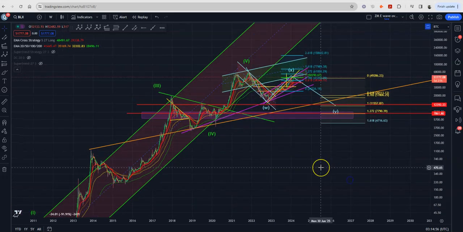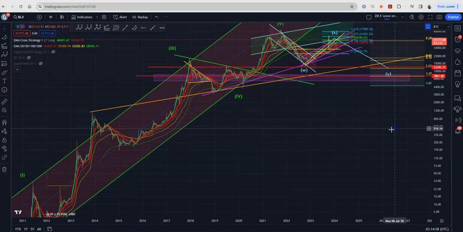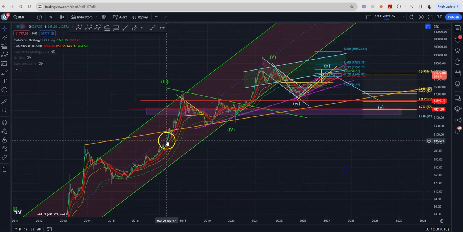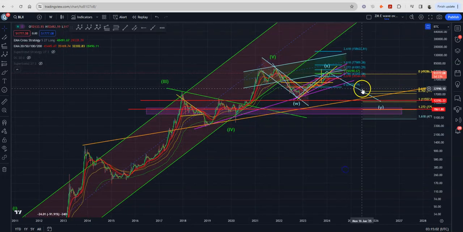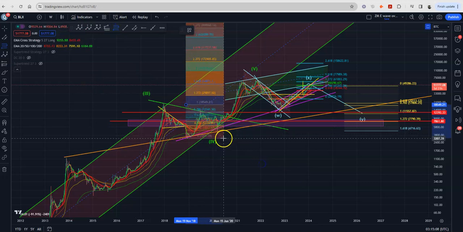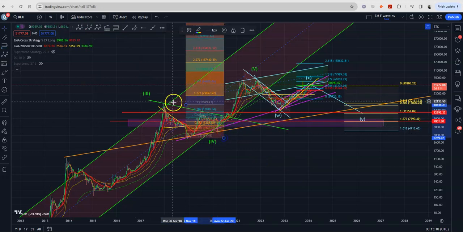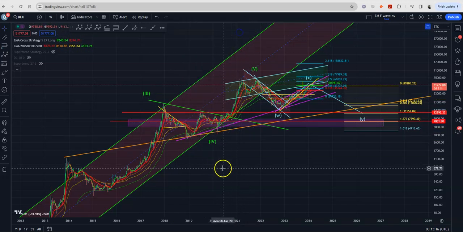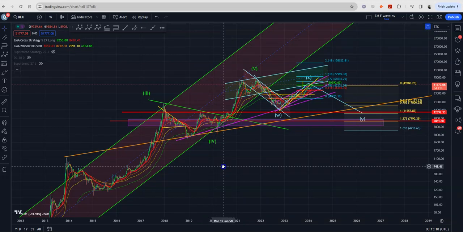Now let's just do a quick measurement of our waves, just so that we can agree on a few things. Wave 5 is usually the 618 extension of wave 4. So this is wave 4, wave 5, right on the money extension, as you see there. That gives me a strong indication that this is a wave 5.